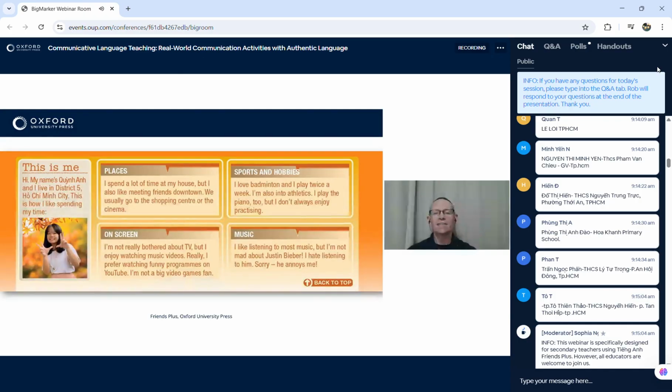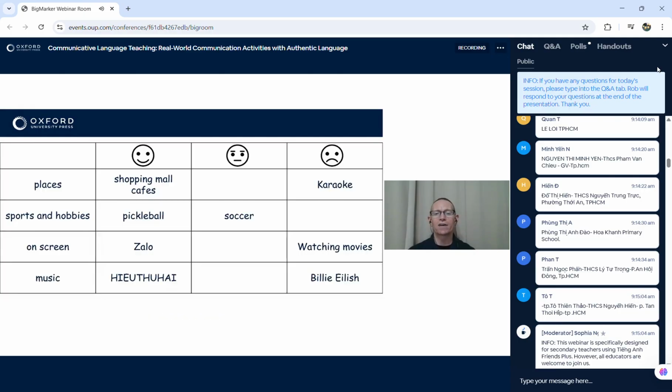Rather than writing out full sentences, we could have students prepare by completing this kind of chart. Again, we've got places, sports and hobbies, on screen and music, and the things that you really like, you're not bothered about or don't mind, and really don't like or hate. Okay, you can see the examples that I've written up here. We don't need one thing for absolutely everything, but just a few ideas so the students can structure their presentation are very useful.